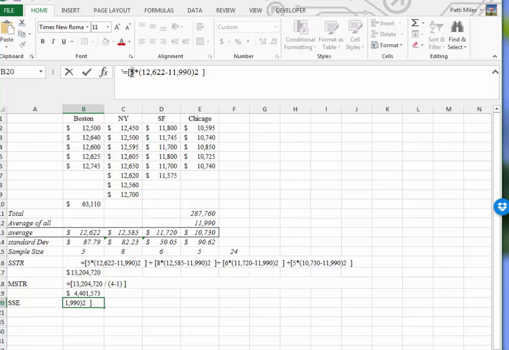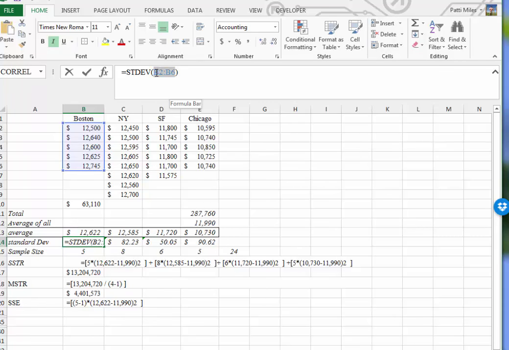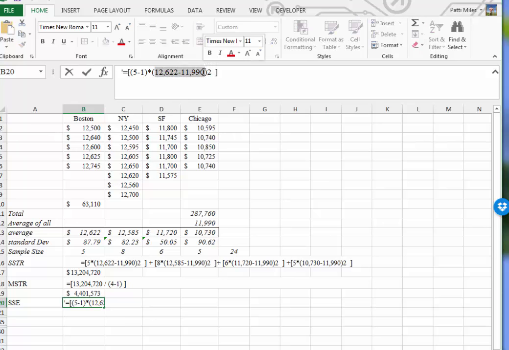Now in our case it's not going to be n, it's going to be n minus 1. So essentially we'll have 5 minus 1 here. You wouldn't have to write that, but just so you know where the number comes from. And then inside of here is simply the standard deviation right there. Oops, we can't do that. We need to write the number out. So it's going to be 87.79. And then we're going to square it right here.